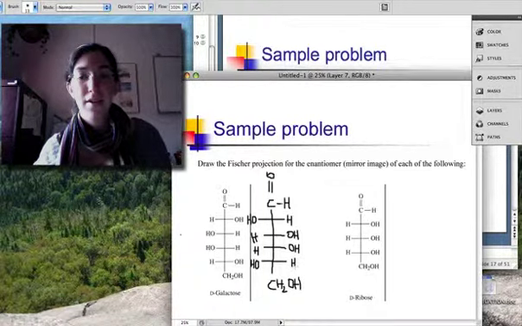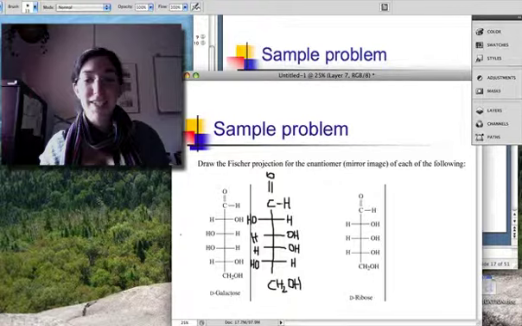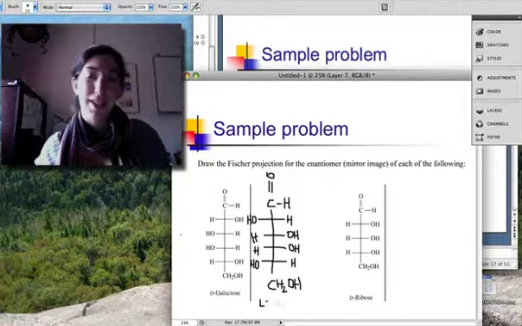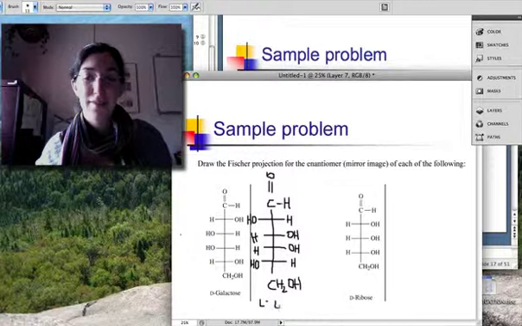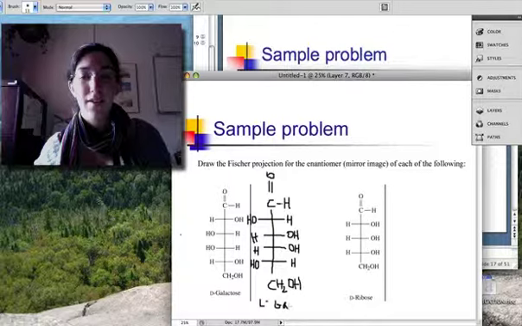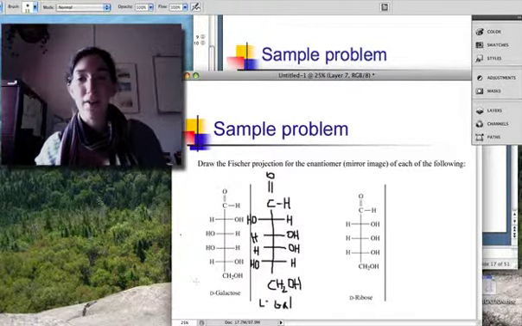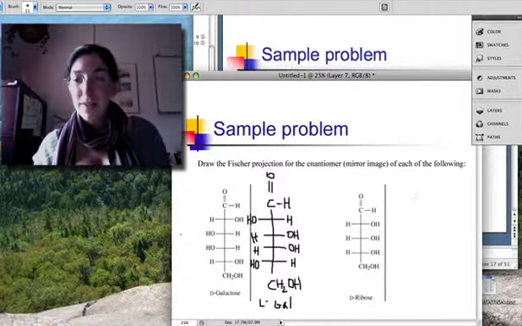Ta-da! So now we did D-galactose. We just drew L-galactose, left-handed galactose. I'm just going to write L-gal. All right, that's what we would call this. Let's do one more.